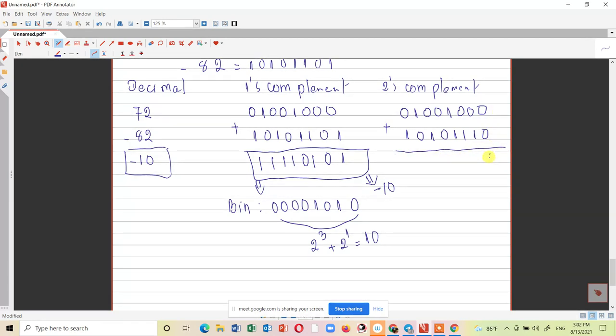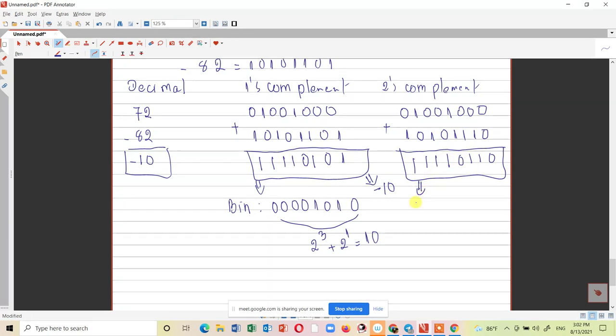Now we got this one is 0. This one is 1 1 0 1 1 1 1. This is in our two's complement. But we don't know the value in two's complement.